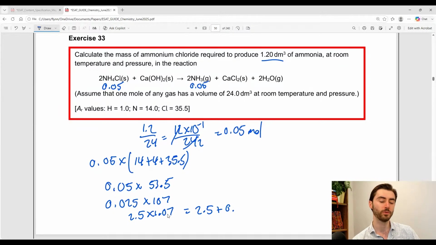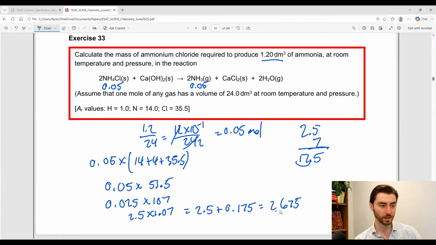So 4 lots of that. 2.57. Well, 4 of them would be 10, so it would be 17.5. But then we add a couple more zeros. So 0.175. So it's 2.675.